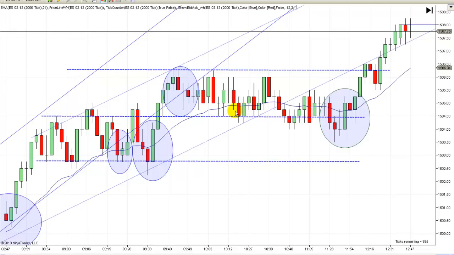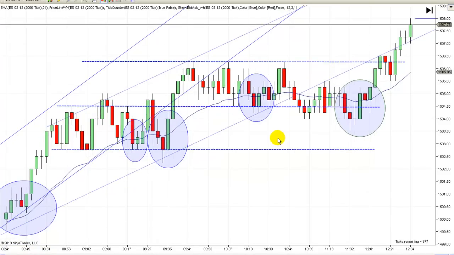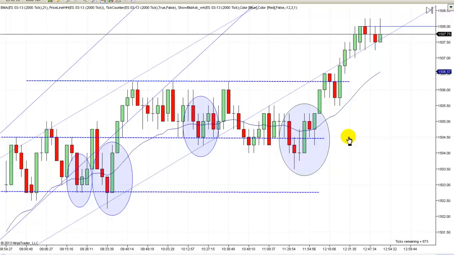But this one's questionable, but because it's the second entry and we almost closed on the high, I believe it was worth taking coming off the trend line. But if you didn't take it, I can understand why it was probably a smart move. You could have gotten out of that trade.